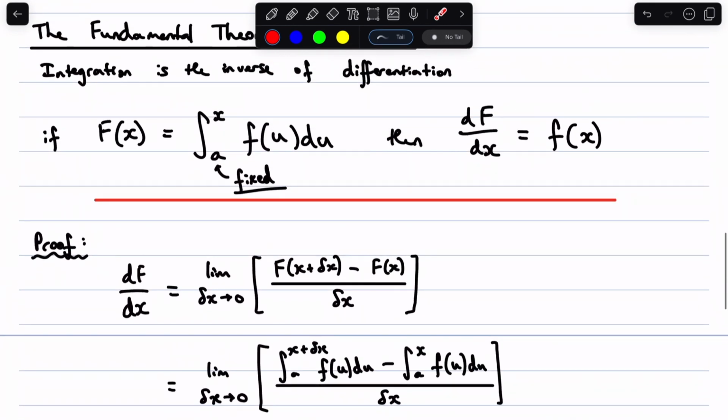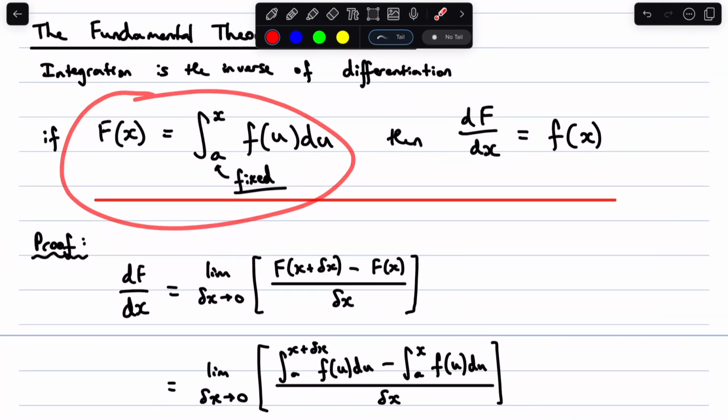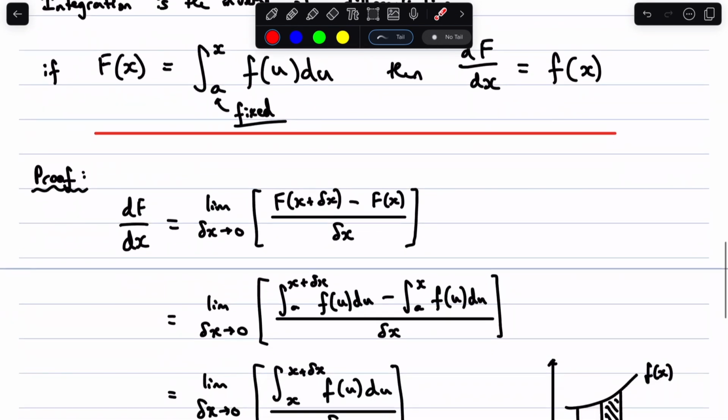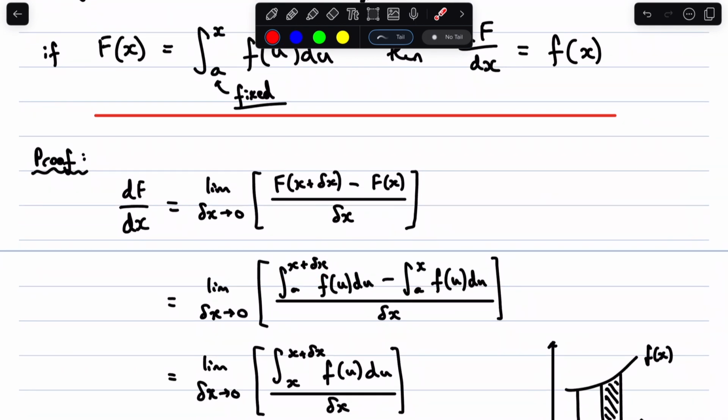And from here what we can do is substitute the condition of our if statement into both these big F's of x. So this F of x plus delta x will become this integral of f of u du, where we have our fixed a, just a random constant, it's arbitrary what that is, and then our top limit of x plus delta x, as that is what it is a function of. And then for our F of x, it's the same principle, but just our top limit is x instead.